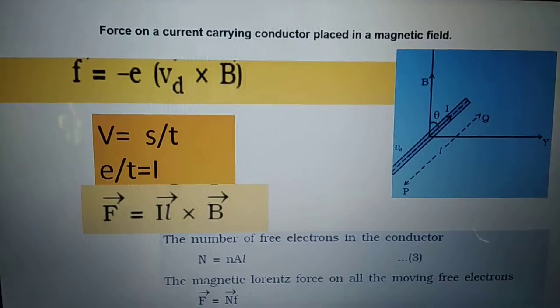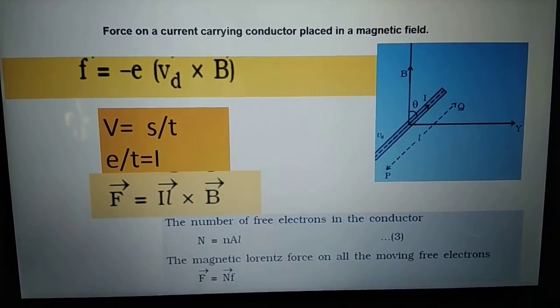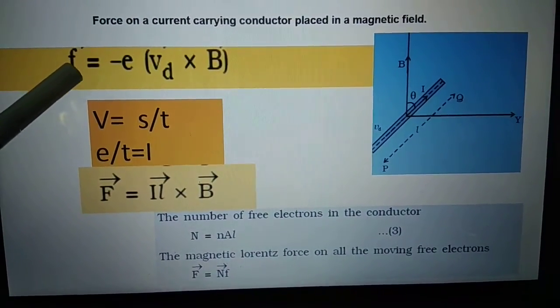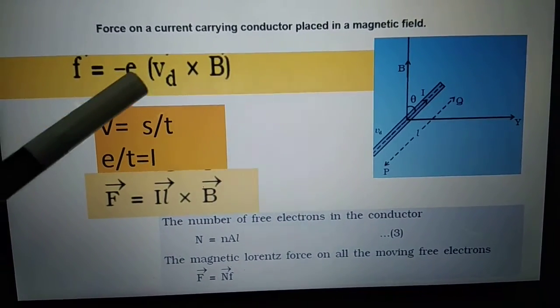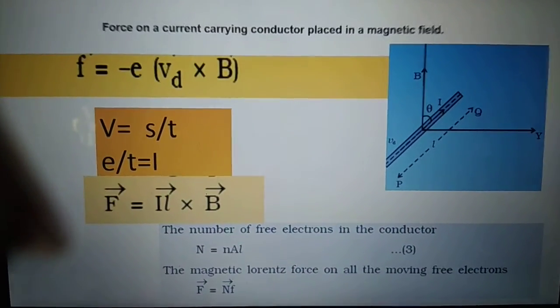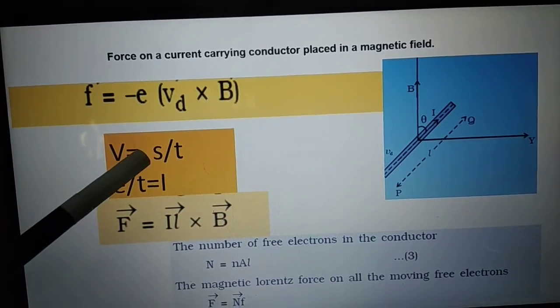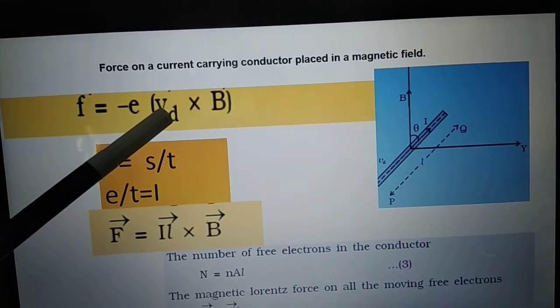Now let us say there is one more expression for calculating the force on a current carrying conductor, which is derived only from the Lorentz force. We know the Lorentz force is equal to Q into V cross B. In this case, instead of taking Q, I am taking the charge on the electron E, and I know that velocity is equal to distance divided by time. So in this expression I will write distance upon time.